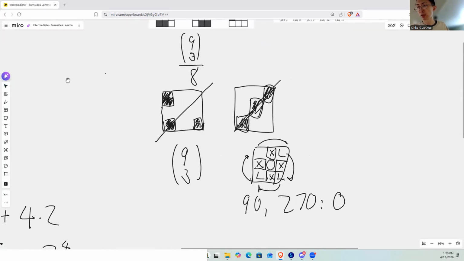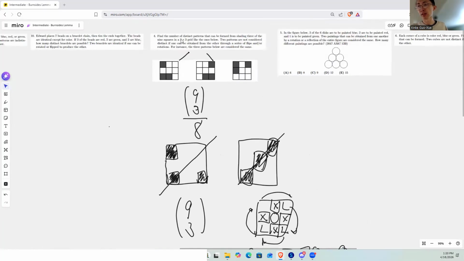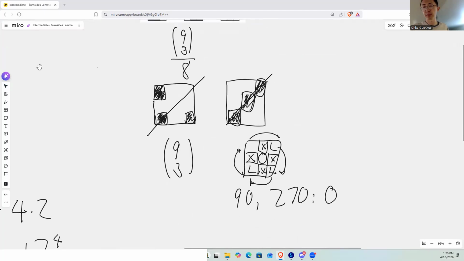So, okay, maybe I should read the question first. Find the number of distinct patterns that can be formed by shading 3 of the 9 squares in a 3x3 grid, like the one shown below. 2 patterns are not considered distinct if one can be obtained from the other through a series of flips and/or rotations. So we have both rotations and reflections to worry about.